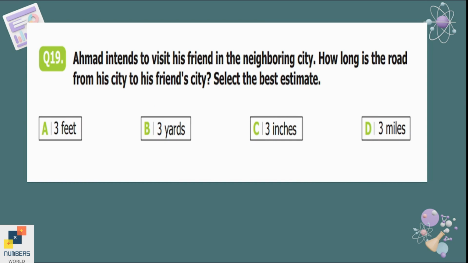Question number 19. Ahmed intends to visit his friend in the neighboring city. How long is the road from his city to his friend's city? Select the best estimate. 3 feet, 3 yards, 3 inches, or 3 miles.